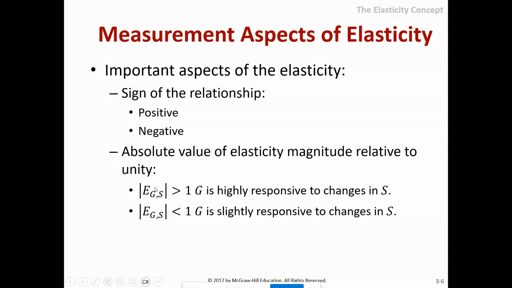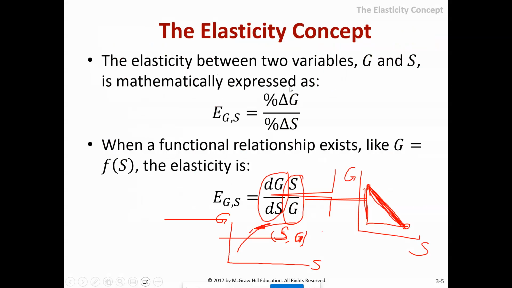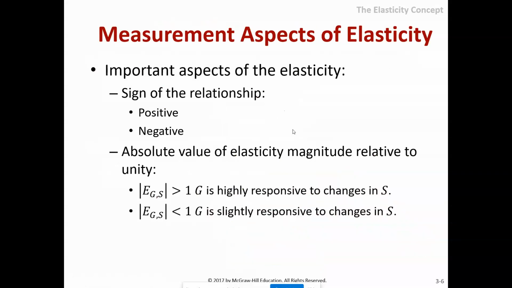If we ignore the sign, take the absolute value, and the elasticity of G in response to S is larger than 1, it means the percentage change in the numerator is larger than in the denominator. So for a certain percentage change in S, G changes by a bigger percentage. So we say it's very responsive, very elastic. G is highly responsive to the change in S.